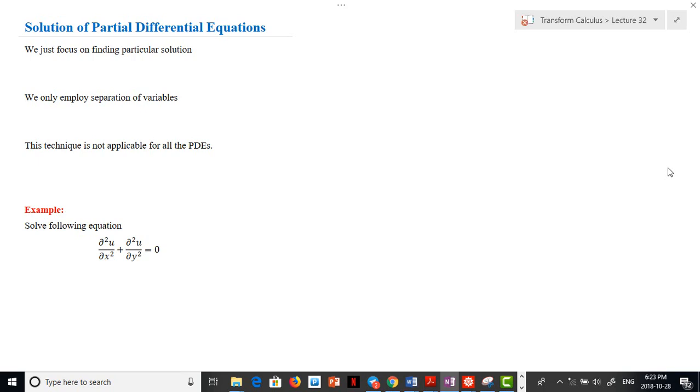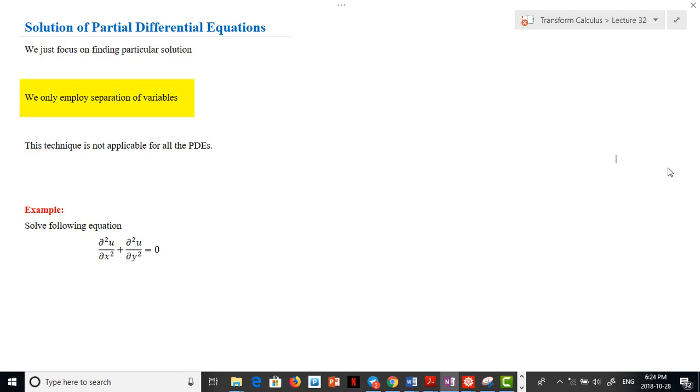So for the solution of partial differential equations, we have different techniques to solve this kind of equation, but there is no general solution for partial differential equations. So you have to see which technique works for your PDE. But you have to keep in mind that in this lecture we just focus on finding a particular solution of the PDE. We don't talk about the homogeneous solution of the PDE. Then you have to know that we only employ separation of variables.